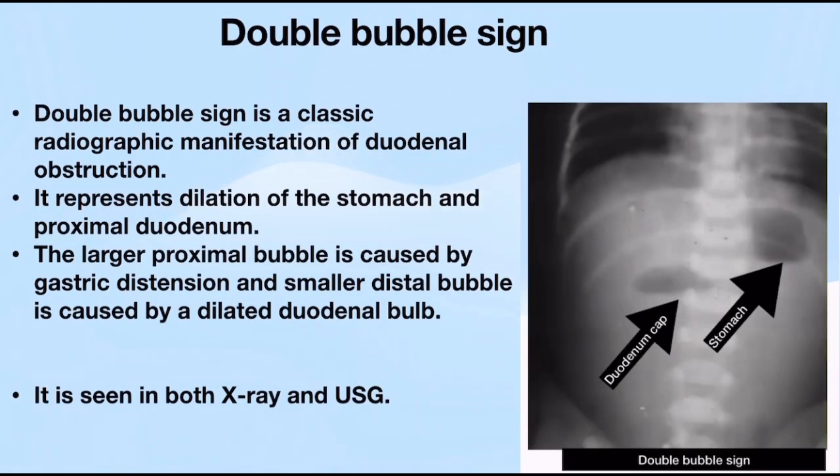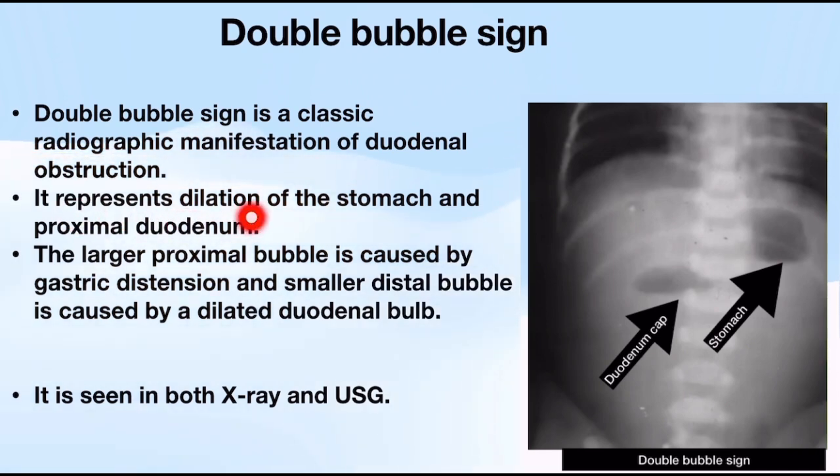Double bubble sign is a classic radiographic manifestation of duodenal obstruction seen in newborns typically. It gets its name from the X-ray representation of two distinct round air-filled structures seen in the upper abdomen, representing the stomach and duodenum, and more precisely the duodenal cap. So here there are two bubbles seen in the upper abdomen, hence the name double bubble sign.